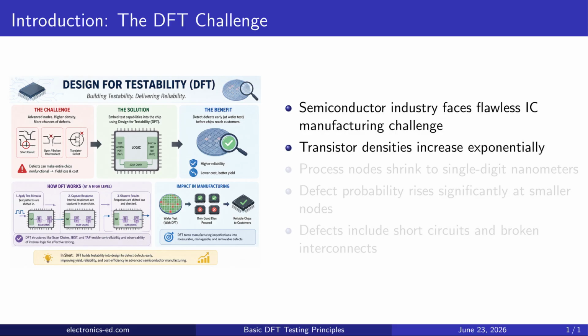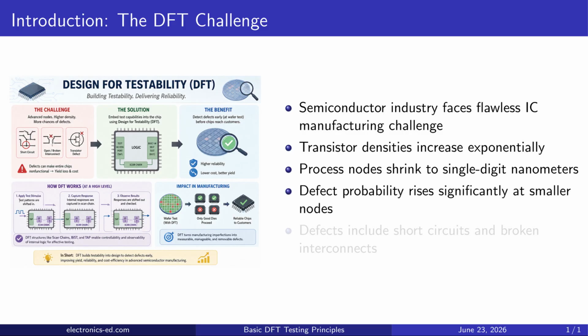Transistor densities are increasing at an exponential rate, packing more devices onto every chip. Process nodes are shrinking to single-digit nanometers, which pushes fabrication to its physical limits. At these smaller nodes, the probability of defects actually rises significantly. These defects often take the form of short circuits or broken interconnects within the chip.